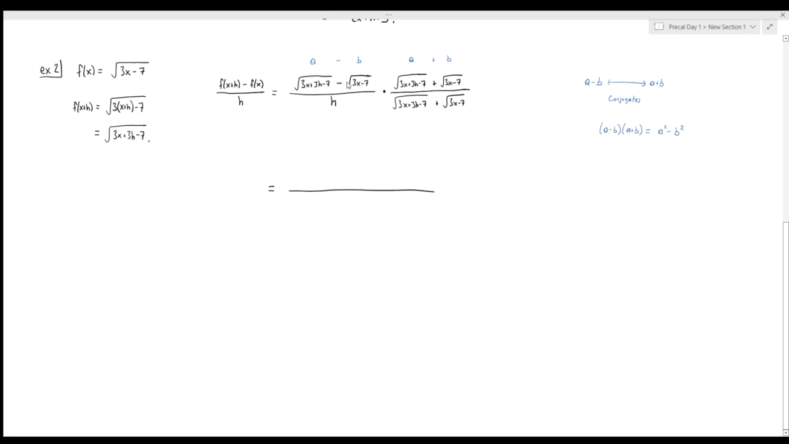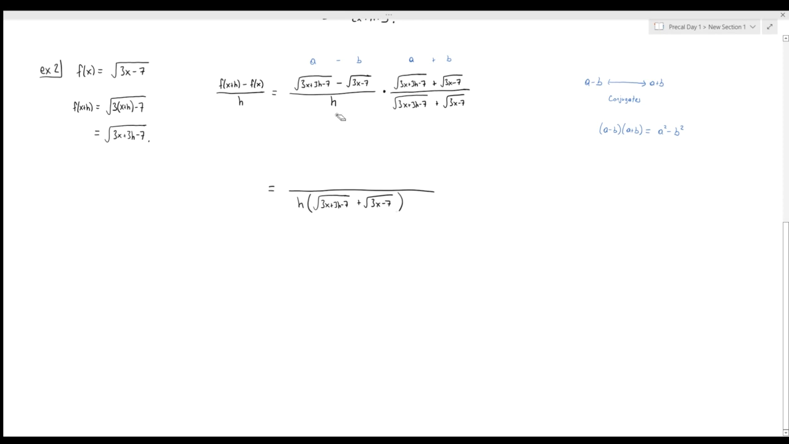All right, so then when we multiply these two fractions together, remember when multiplying fractions, you multiply the numerators together and then you multiply the denominators together. So in the denominator, we just have h times this, and I'm just going to write it as h and then times, in parentheses, all of this. Okay.